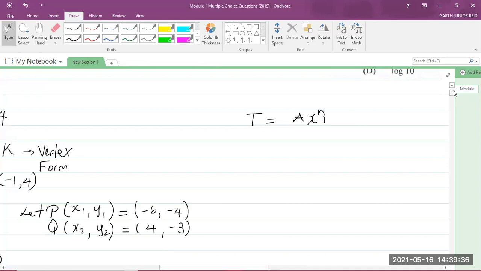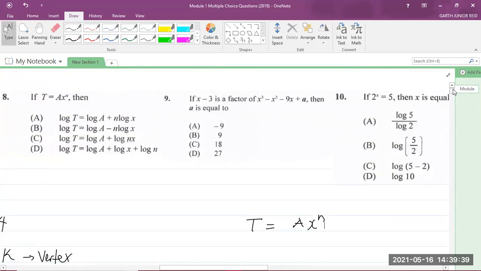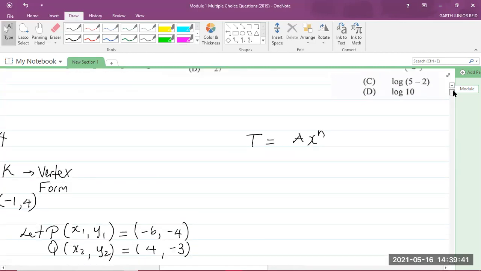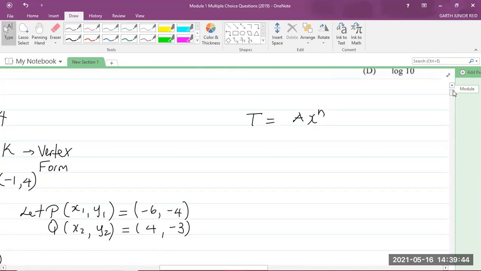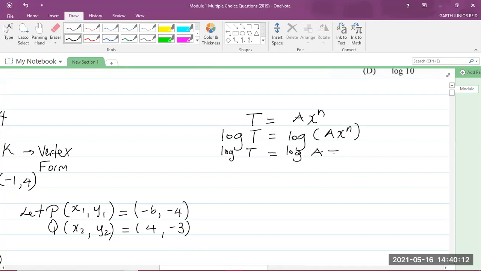All right. Now you can see that we have logarithm to the base 10 here in the question. So it means that we have to apply the logarithm of base 10 to both sides of the equation, which will give us the log of t being equal to the logarithm of ax to the power of n. All right. And we have to simplify or expand this logarithm here on the right hand side using our laws of logs. All right, so it means that we're going to have the log of t being equal to the log of a plus the log of x to the power of n.